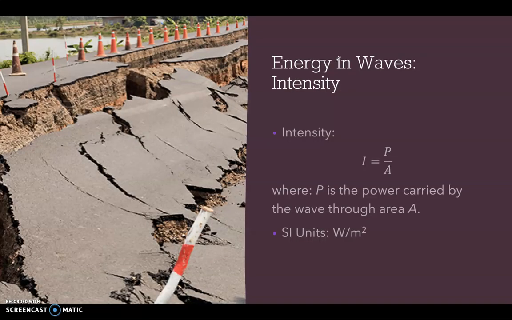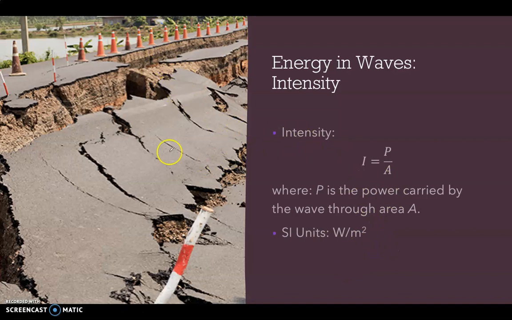Now let's move on to the energy in waves. We're going to look at it a little differently and talk about intensity. So the intensity of a wave is equal to the power carried by the wave divided by the area that it travels through. So this is the intensity of a wave. And in SI units, this is going to be in watts per meter squared. Remember that power is in watts and area is meters squared.